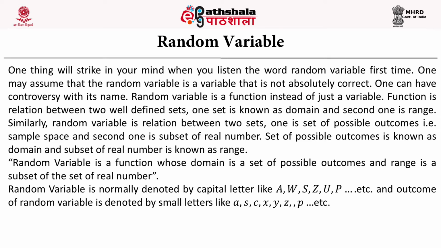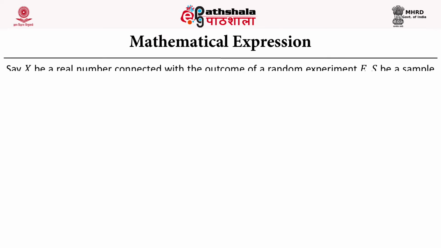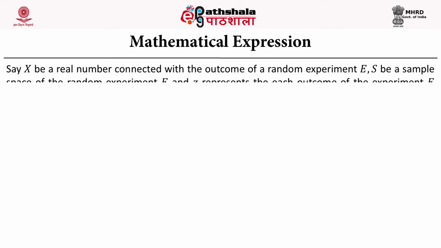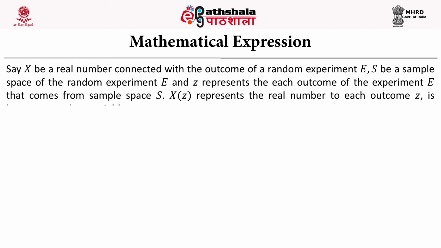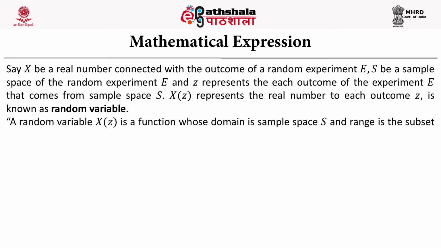So the mathematical expression: say capital X be a random number connected with the outcome of a random experiment capital E, and S be a sample space of the random experiment capital E, and z represents each outcome of the experiment E that comes from the sample space S, and X(z) represents the real number assigned to each outcome z, is known as a random variable.